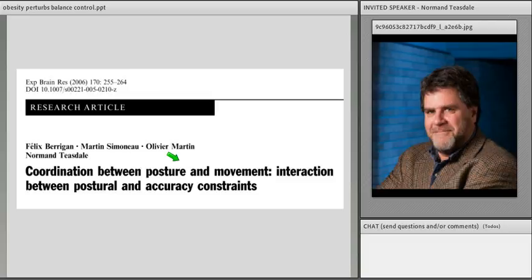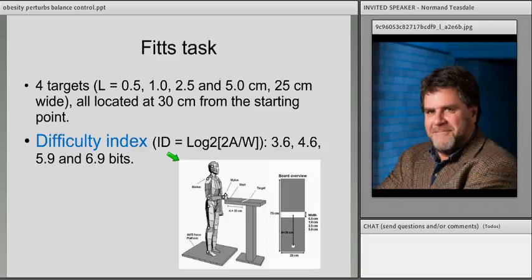So the first study we conducted was with normal healthy weight individuals. I want to present some of the data just to show you the overall method. It's basically looking at posture and movement, and at how posture affects the actual difficulty of a movement. For this, we used a classical Fitts task where subjects had to point to a target.